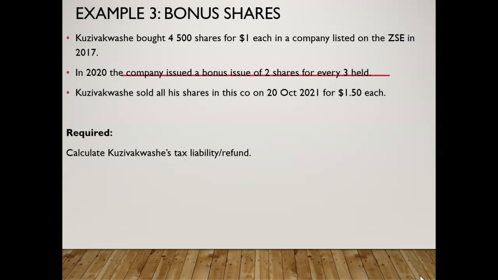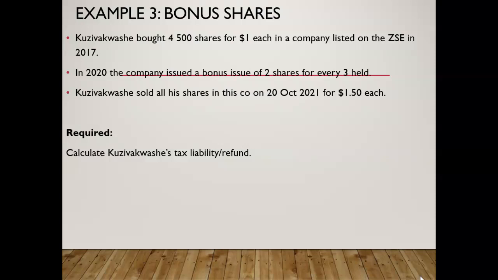Okay. So what do we do then? We say, okay, the original shares cost us how much? 4,500 multiplied by a dollar. That means $4,500. What about the bonus issue? We're given two for every three. So if you say 2 over 3 multiplied by 4,500, that means our bonus shares were 3,000.